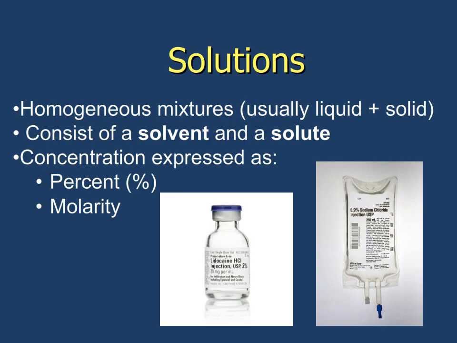Now, the first type of mixture is something called a solution. A solution is a homogeneous mixture of usually a liquid and a solid. And by homogeneous, we mean that the solutes are evenly dispersed throughout the solution. So the solutions consist of two parts: the solvent, which is usually the liquid, and the solute, which is usually solid. So the solute becomes dissolved in the solvent. So think about taking sugar or salt and putting it in water. You stir it around, and that dissolves to make a solution.